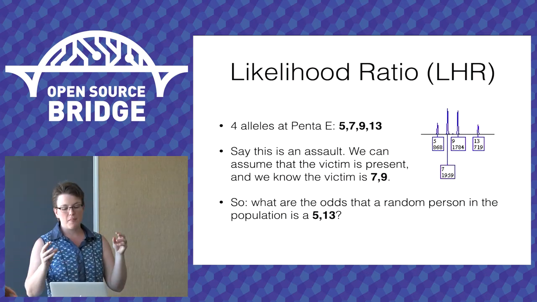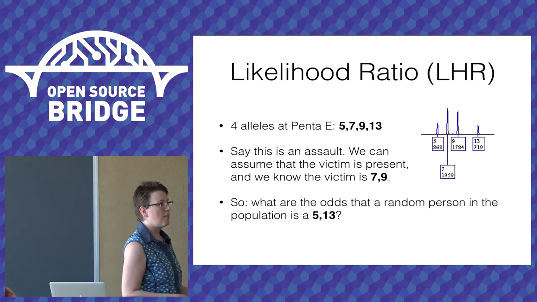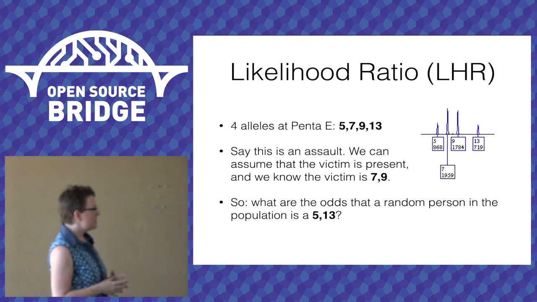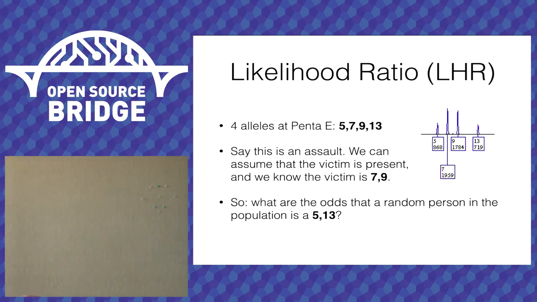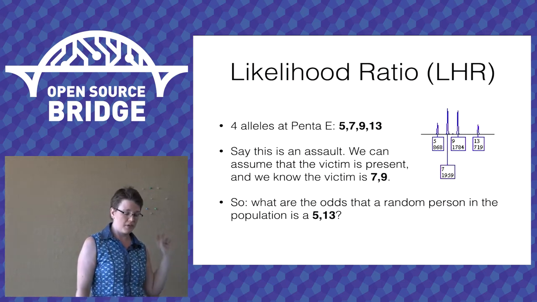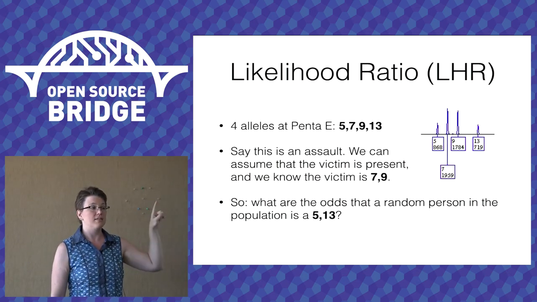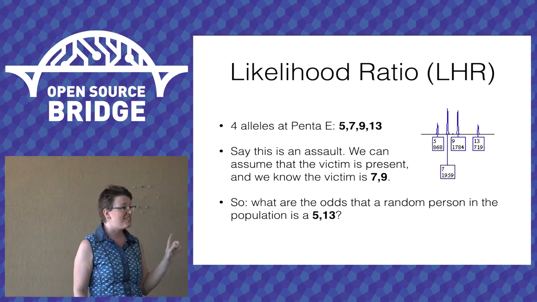A likelihood ratio compares 2 probabilities of the same event under 2 hypotheses. So the event is I got this mixture. The hypothesis from the prosecution is this is a mixture of Sarah, the victim, and Bob, the suspect. The defense's hypothesis is, yes, Sarah's here. We know Sarah was the victim of the crime, and that really sucks for her. But this is a mixture of Sarah and somebody not Bob, somebody else, whose DNA happens to be pretty similar to Bob.